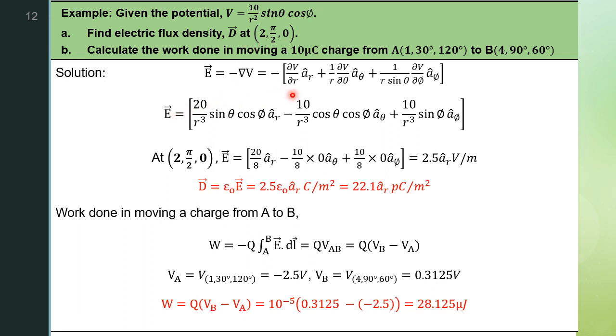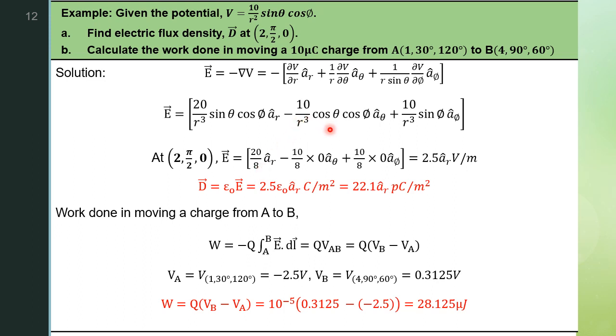That is, for the first term we take the derivative with respect to r, then with respect to theta and with respect to phi. Thus, we get the electric field intensity. Now we have unknowns r, theta, phi, and we are asked to find D at a particular point. So we substitute that point into E. At 2, pi by 2, 0, if you substitute that value, sine pi by 2 is 1 and cos 0 is 1. So the first term will be 20 by 8 aR cap.